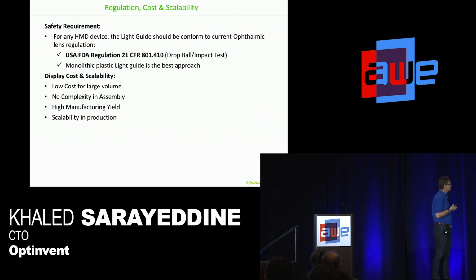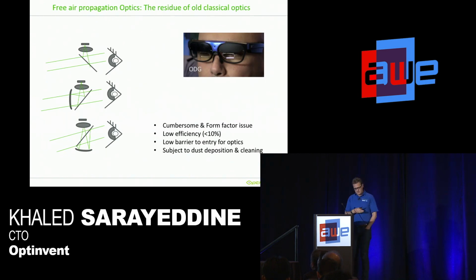There are other requirements also on cost. It means the display cost should be low, mainly for large volume, and also its complexity and assembly should be affordable. You should have high manufacturing yield and scalability in production, which is not the case today for all the technologies. So let's start by looking at the existing technology today.